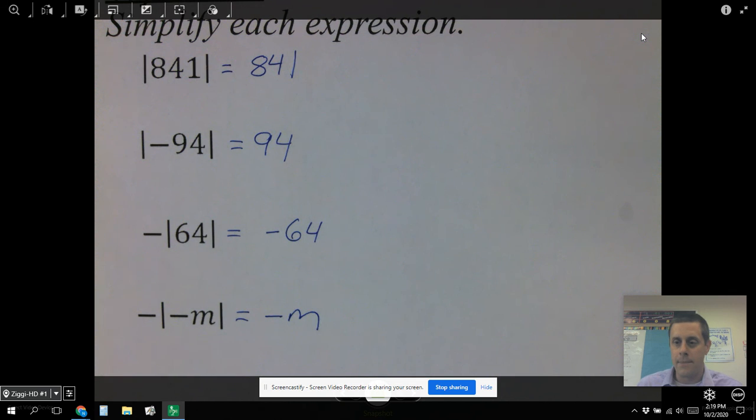Go ahead and complete the independent practice assignment on integers and absolute value. Take a picture of your work and upload that file for submission.